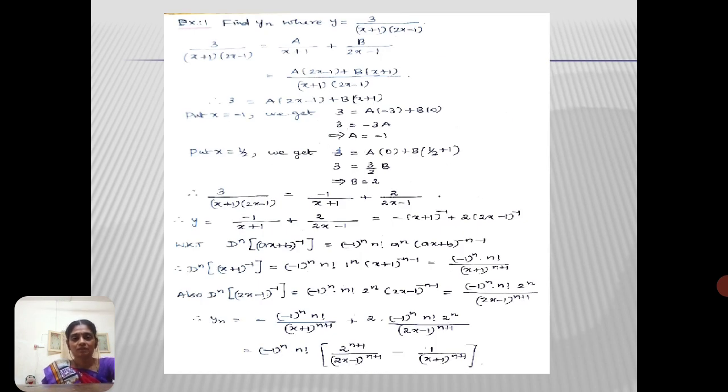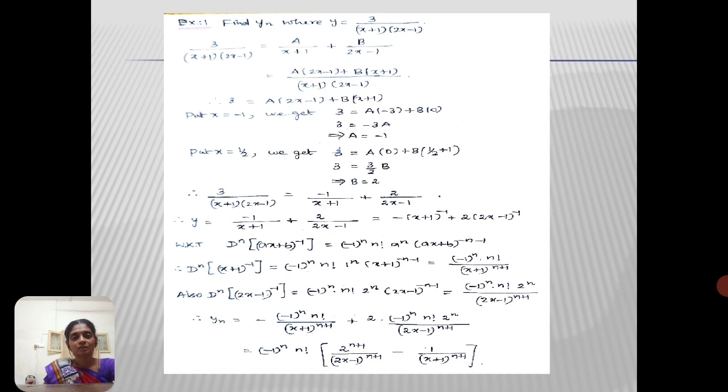Now we see some of the examples using these results. Example 1, find y_n where y equals 3 by (x + 1)(2x − 1). Given 3 by (x + 1)(2x − 1), so we have to separate these terms using partial fractions. So we write this expression as A by (x + 1) plus B by (2x − 1). So on simplification, we get the answers A and B as minus 1 and 2.